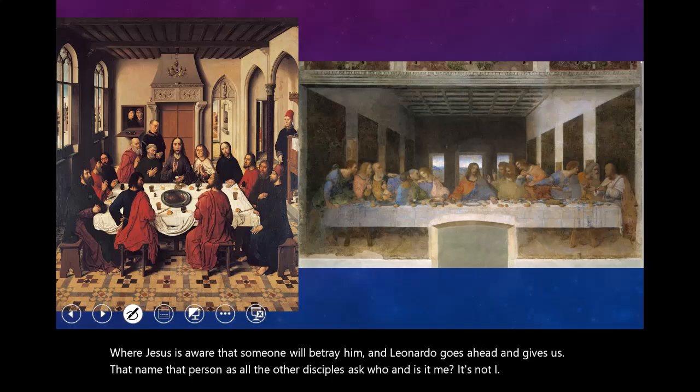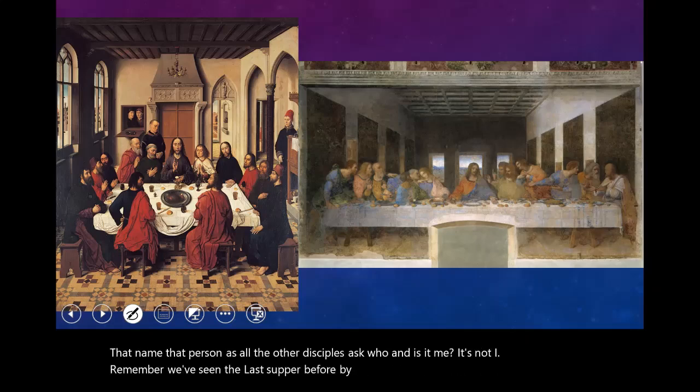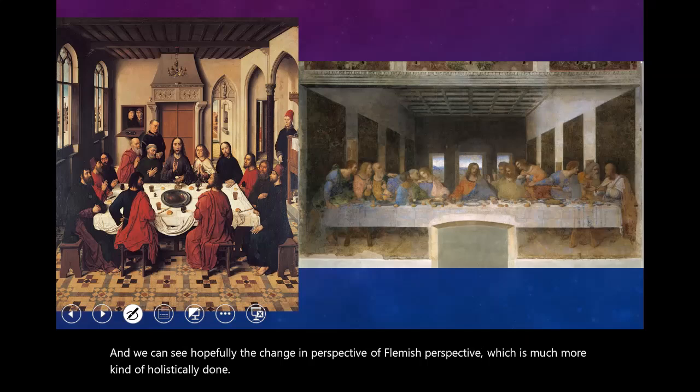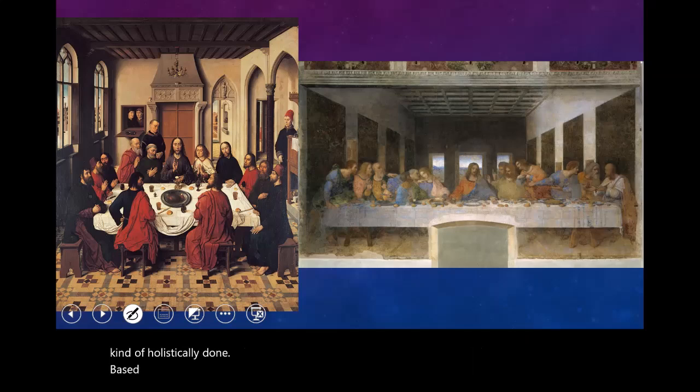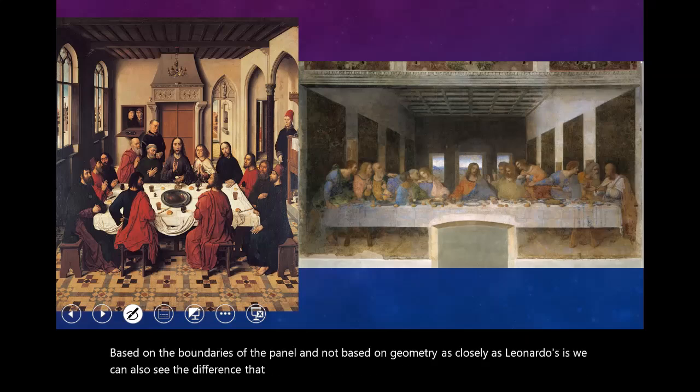Remember, we've seen The Last Supper before by Dirk Bouts. We can see hopefully the change in perspective, a Flemish perspective, which is much more kind of holistically done, based on the boundaries of the panel and not based on geometry as closely as Leonardo's is. We can also see the difference that having everybody around the table makes. Realistic? Yes. Quite as diagrammatic and useful for telling a story, not so much as how Leonardo does it.